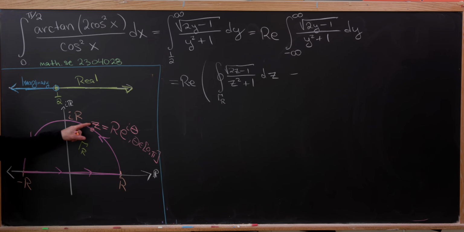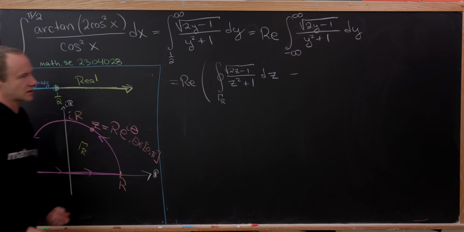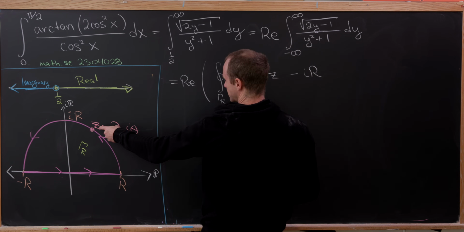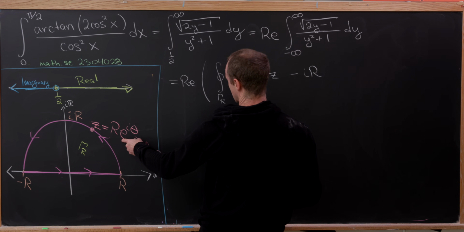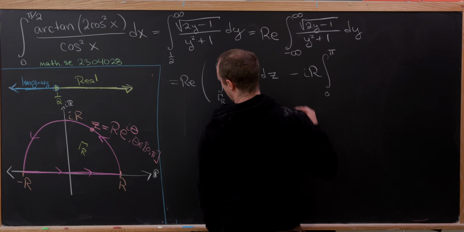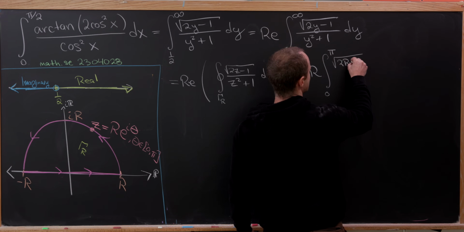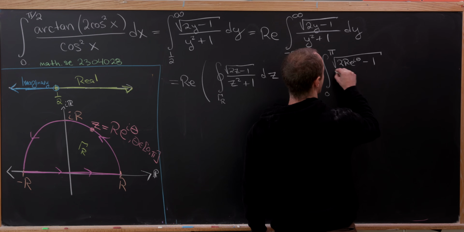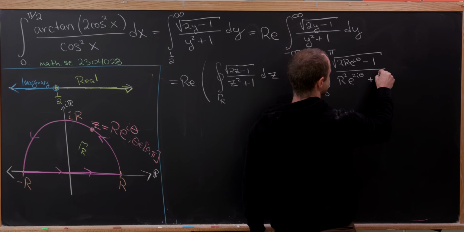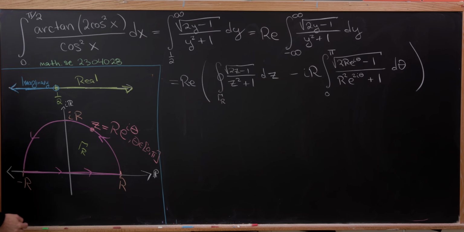So that means I can just plug this value of z into our integral along this arc. That's going to give us something like this. We'll have i times, from doing our differential of z, which will produce our d theta. And then we'll have the integral from 0 up to pi of the square root of 2R e to the i theta minus 1 over R squared e to the 2i theta plus 1, and then this is d theta. So that's the parameterization of what's happening in this top arc.